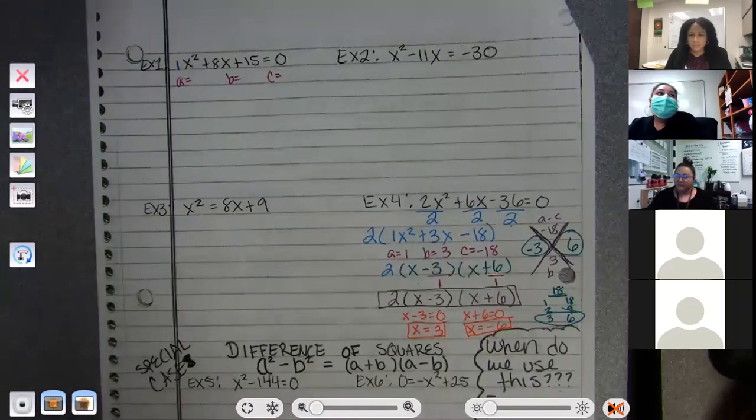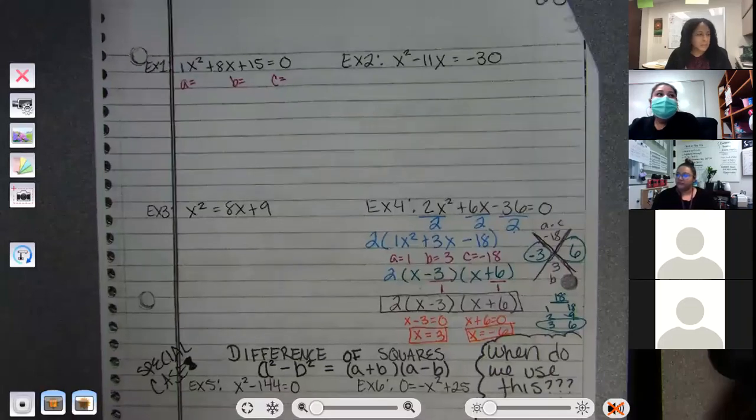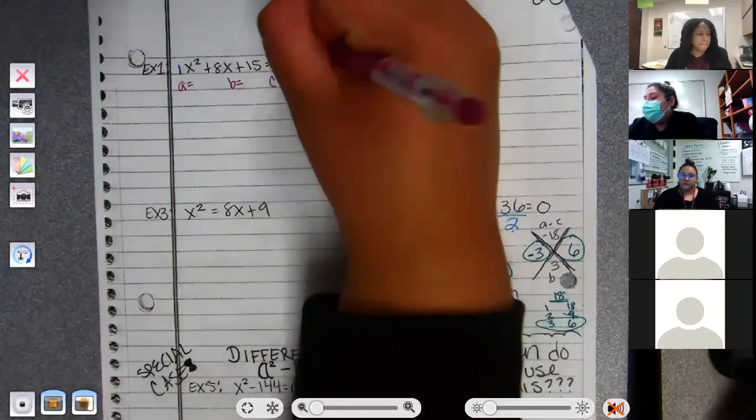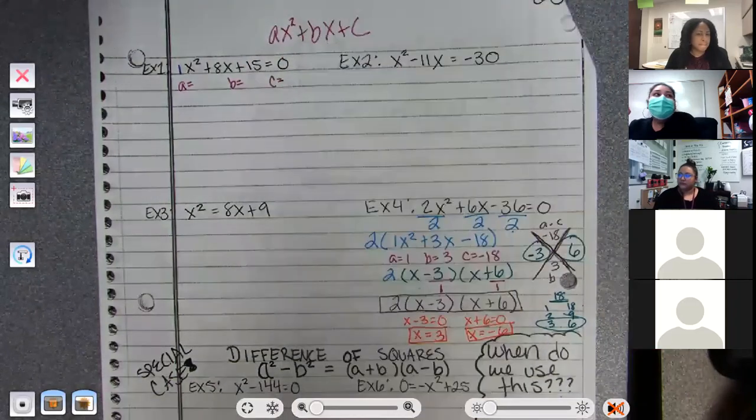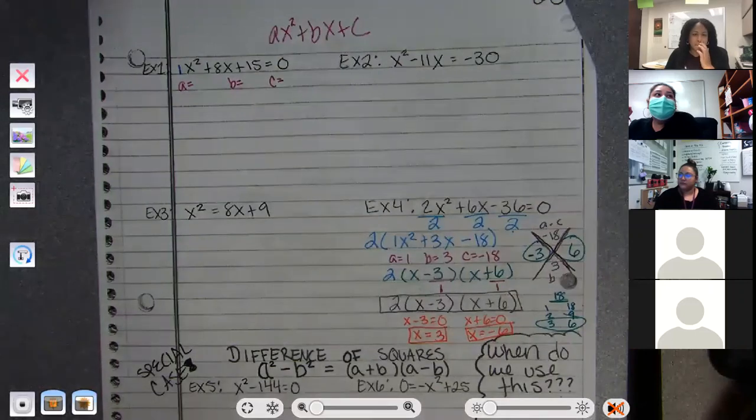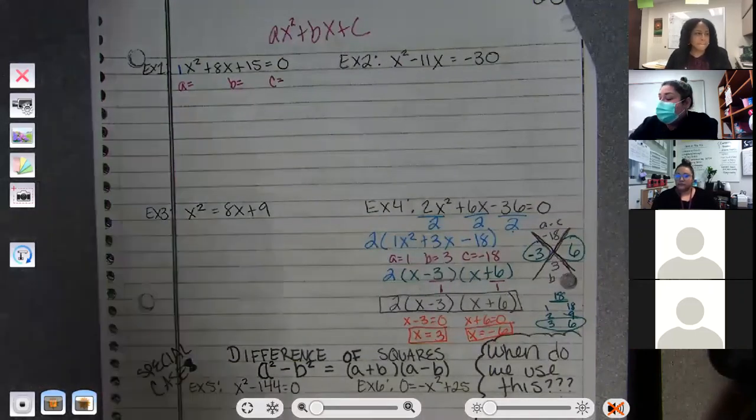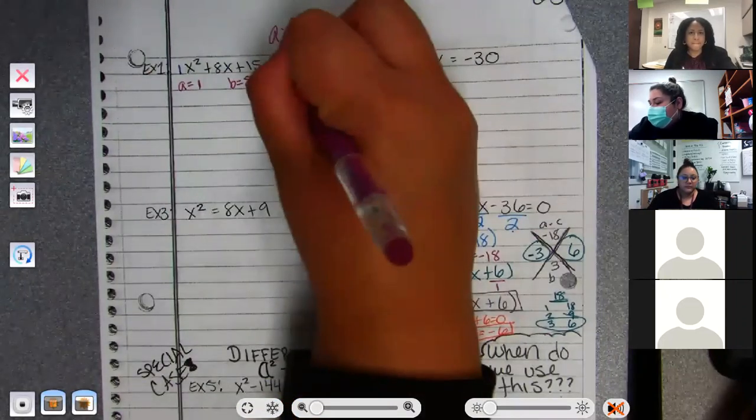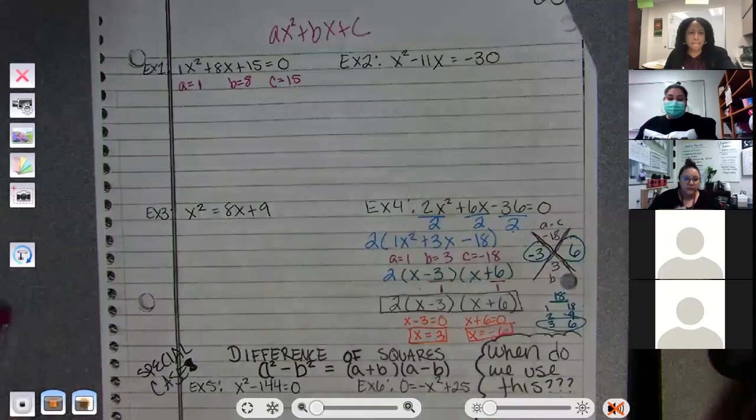Okay, so you're giving me your A, B, and your C. What is A, what is B, what is C? For those of you that may have forgotten, remember ax squared plus bx plus c. Your A will always be in front of your x squared, your B will always be in front of the x, and your C is always going to be the constant on its own. Thank you. So we're going to have A is 1, B is 8, and C is 15. So what do we do now?